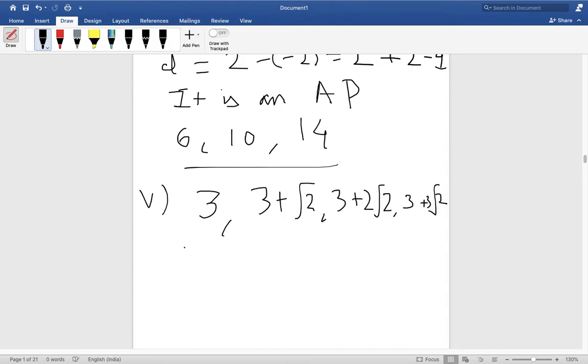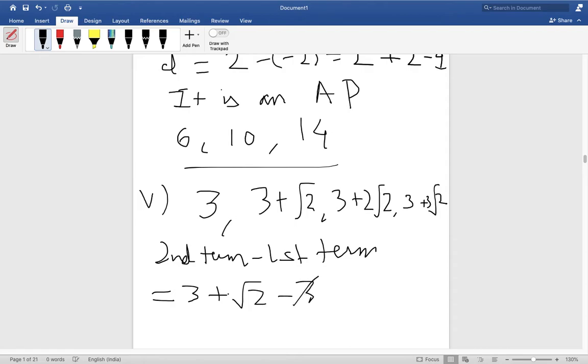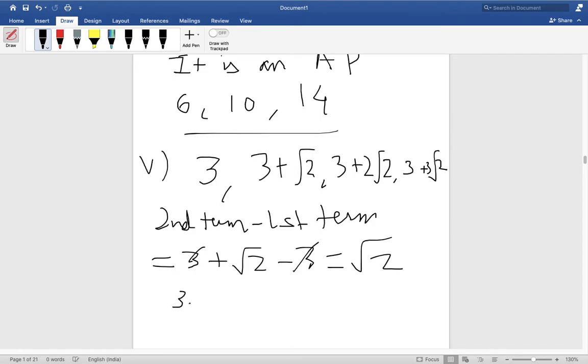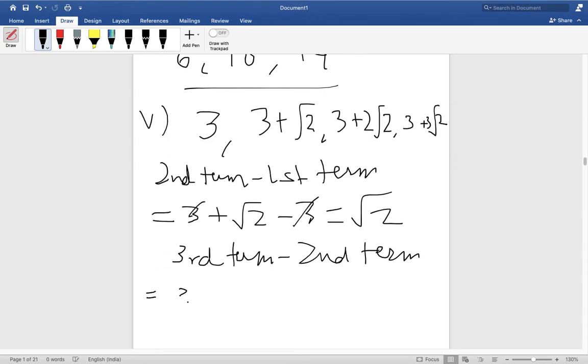Let us have a look at the difference of the second term and the first term. What is the difference? 3 plus square root of 2 minus 3, that's square root of 2. Now the difference between the third term and the second term. What's the third term? Third term is 3 plus 2 root 2. What's the second term? 3 plus root 2.